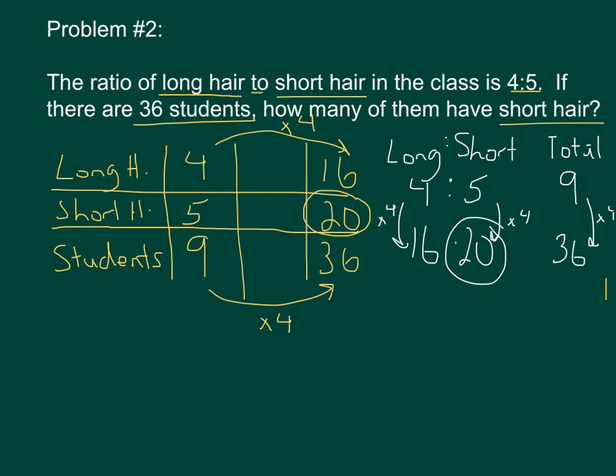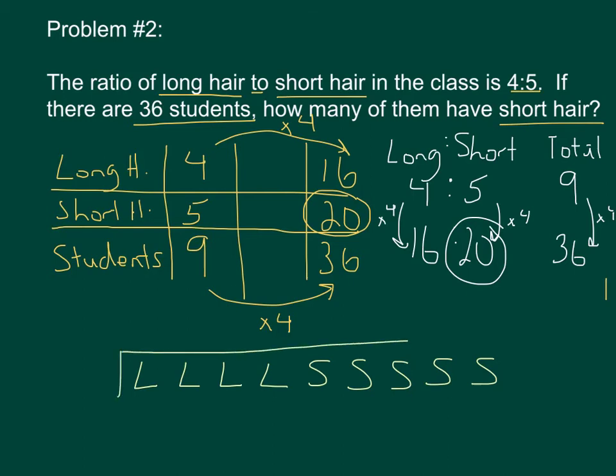So I have a long-haired person, a long-haired person, a long-haired person, a long-haired person, a short-haired person, a short-haired person, a short-haired person, a short-haired person, and another short-haired person. Now this could take a really long time if my ratio was bigger, but for what we're doing right now, this is just fine. So I have 4 long-haired for every 5 short-haired.